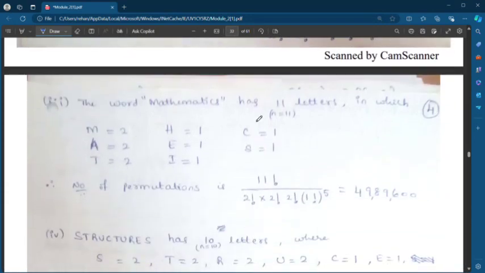Same way, the word MATHEMATICS has 11 letters, so n is 11, in which M is 2 times, A is 2 times, T is 2 times, then the remaining are H, E, I, C, S. Now what you will do? Total 11 factorial divided by this factorial, this factorial, this factorial, and so on. That's it. Whatever the answer, that's your answer.